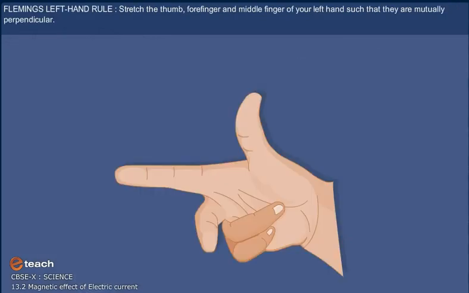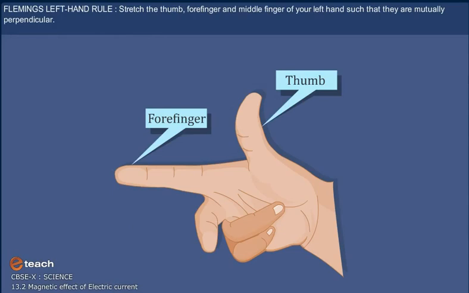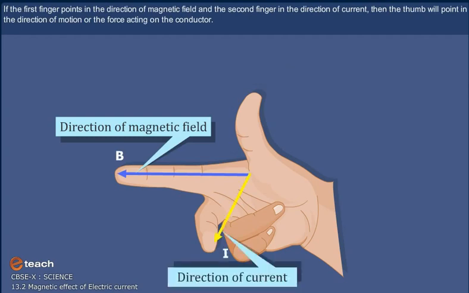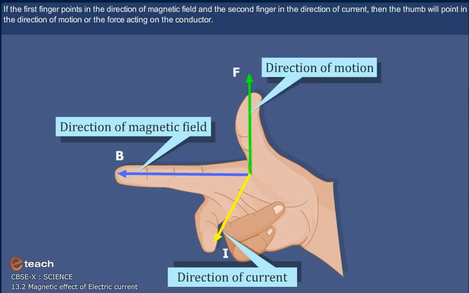Fleming's left-hand rule. Stretch the thumb, forefinger, and middle finger of your left hand such that they are mutually perpendicular. If the first finger points in the direction of the magnetic field and the second finger in the direction of current, then the thumb will point in the direction of motion or the force acting on the conductor.